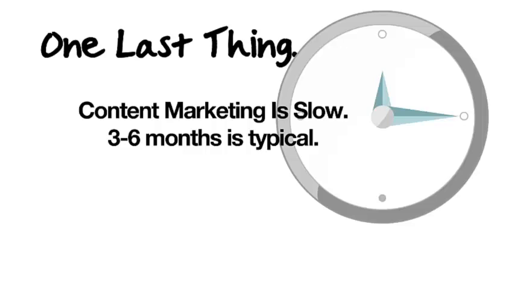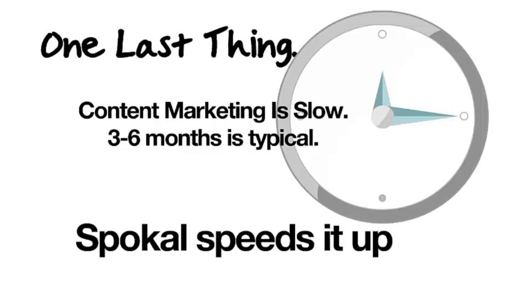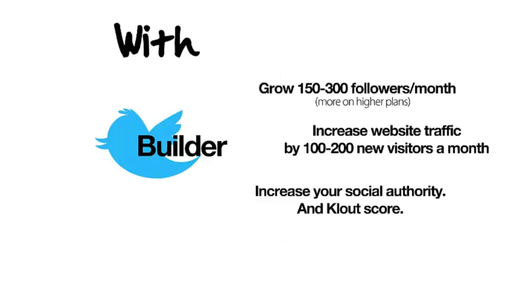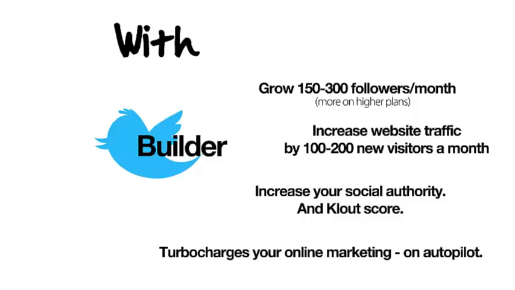And one last thing, content marketing is slow. It typically takes 3 to 6 months for you to start seeing real results. But Spokal speeds that up with Twitter Builder. Twitter Builder shortens the curve. It accelerates everything by putting you in front of hundreds of relevant people each and every day. It will increase your social authority, reach, and website traffic faster than working without it. Combined with the rest of Spokal, it really is a marketing superweapon for small business.